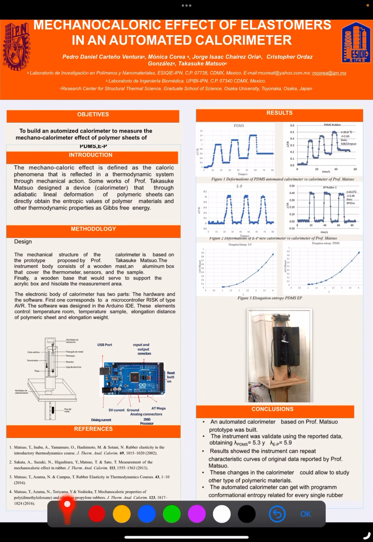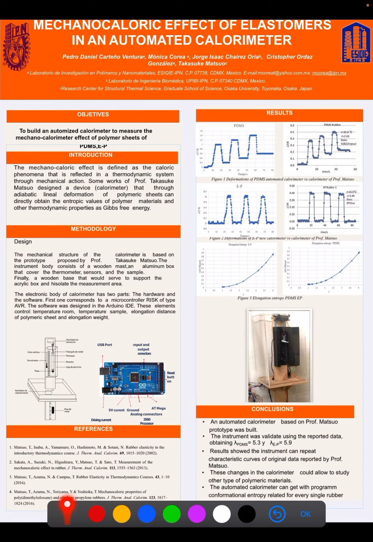Today I'm going to talk about our research, which is titled Mechanocaloric Effect of Elastomers in an Automated Calorimeter. A calorimeter is an instrument which allows us to observe one specific caloric phenomenon. This phenomenon could be physical, chemical, or biological, and this time we are focused on the mechanocaloric effect, which is defined as an effect which affects a thermodynamic system by mechanical action.